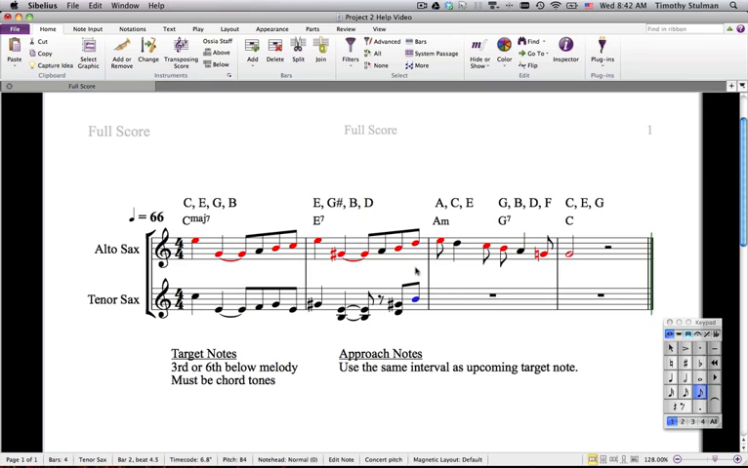Now we can see we have a third below here. In order to match the contour of the melody, we should probably use a third here as well. We'll continue to use thirds as we move back. Now what about this approach note? Well, let's look to the upcoming target note. We harmonized this target note at a third below, and so we'll use that same interval here.